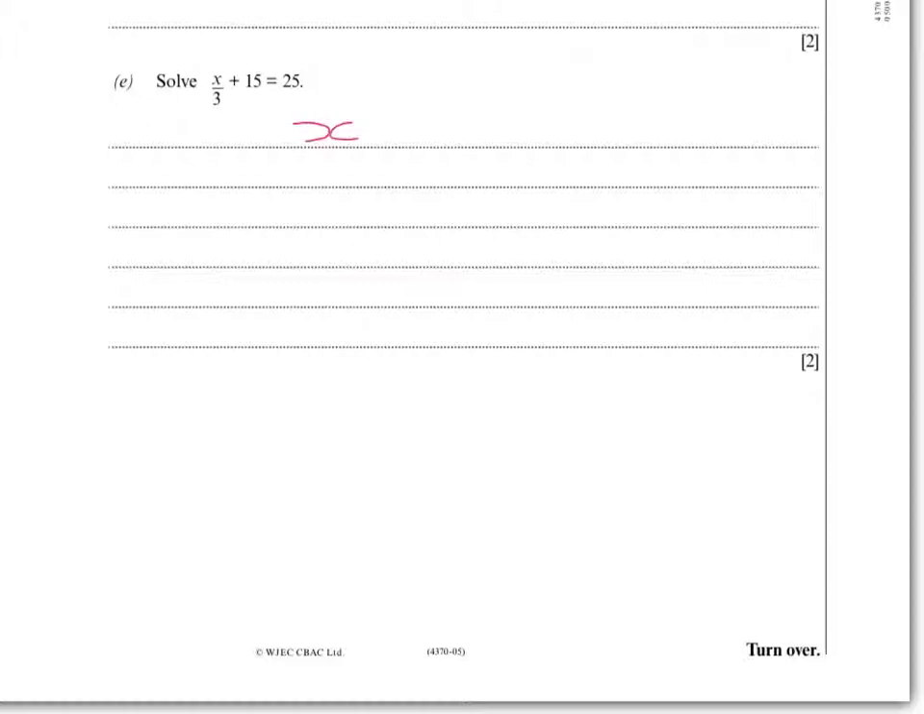So the first thing I'm going to do, after writing out my equation, so I remembered that I was dividing by 3, then adding 15. So I'm going to do the opposite. So the first thing is take away the 15 from both sides. So that leaves me with just x over 3 on the left, and 25 take away 15 is 10.